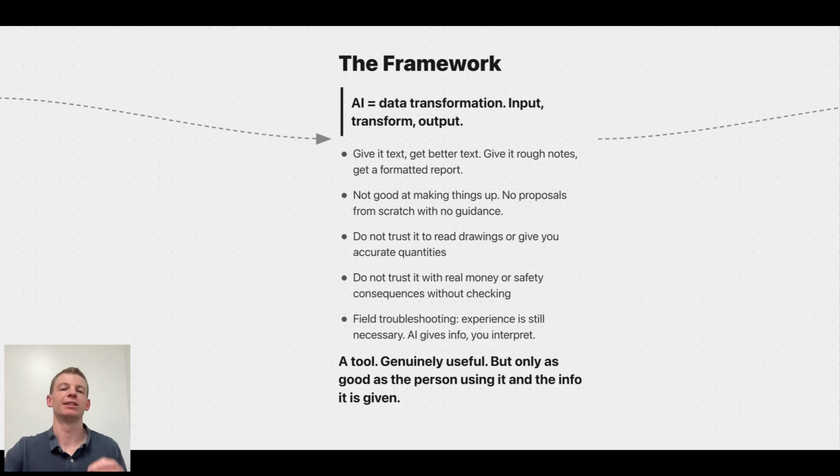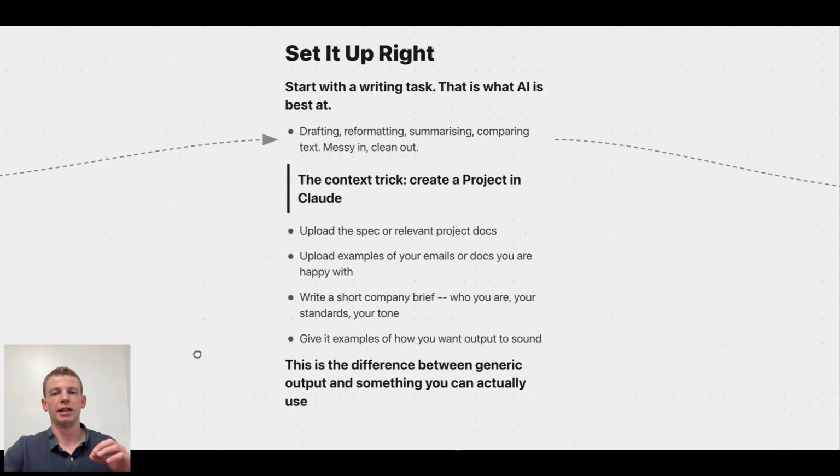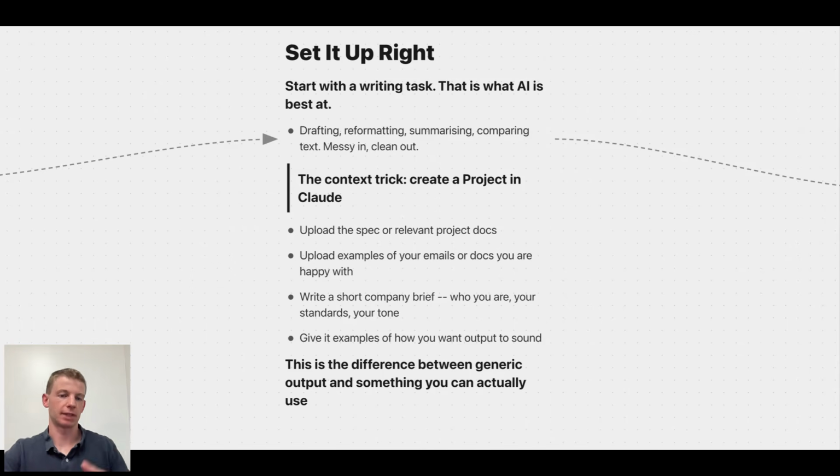So at the end of the day, it's a tool. It's a genuinely useful tool, but it's only as good as the person using it and the information it's been given. Like I was saying, the best place to start and get a feel for how it reacts and how it operates is with writing tasks. I say writing specifically because that is what AI is best at the moment. So it's drafting, reformatting, summarizing, comparing text. You give it a messy input, it gives you a clean output. It's a data transformation engine, essentially.